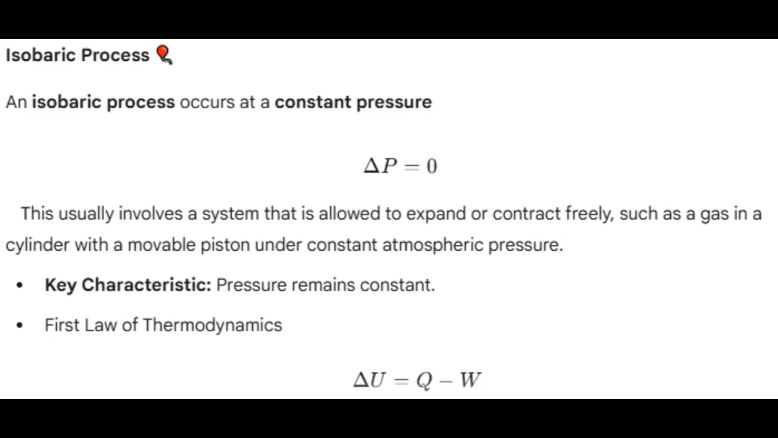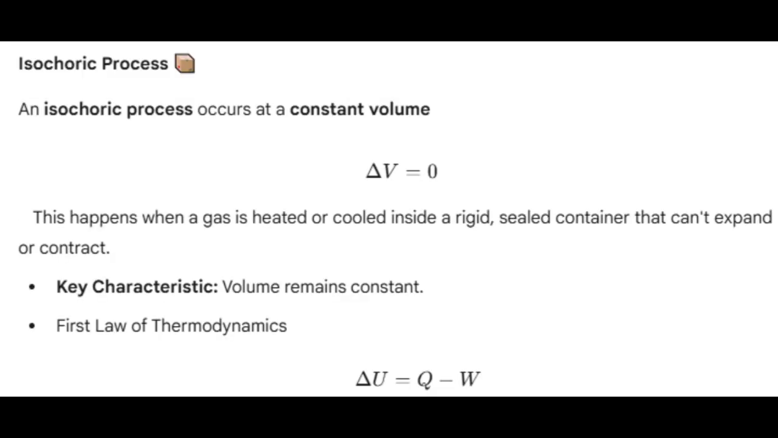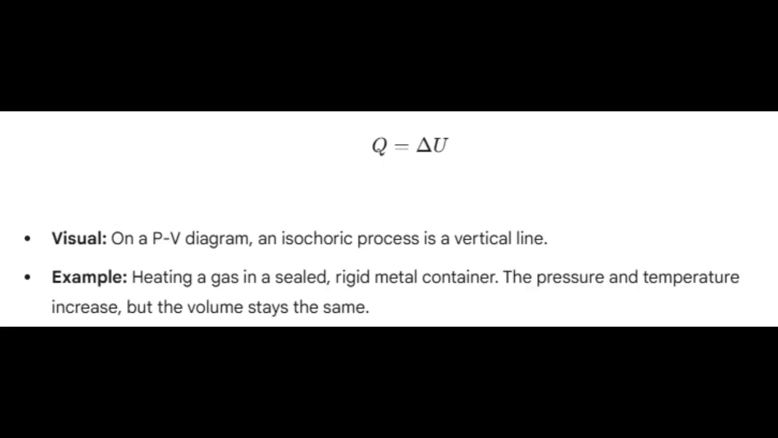Isobaric process occurs at constant pressure. Many metallurgical processes, like casting open to the atmosphere, happen at constant atmospheric pressure. Isochoric process occurs at constant volume, like heating a gas in a rigid sealed container.